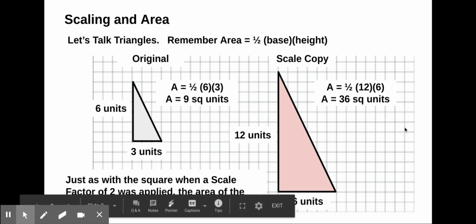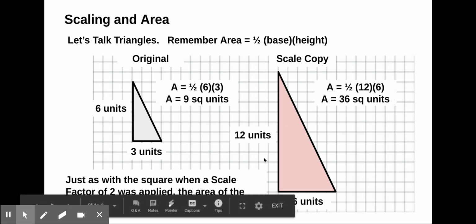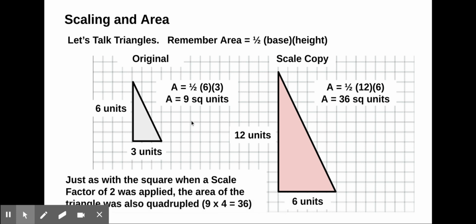All right, just to take a different shape at you, let's talk triangles. And remember, the area of a triangle is half the base times the height. So if we look at our original, 3 units by 6, half of 6 times 3 is 9 square units. If we use a scale factor of 2 here, we've got 6 times 2 is 12, and 3 times 2 is 6. So the scale factor is 2. But if we look at our area here, it went from 9 to 36.